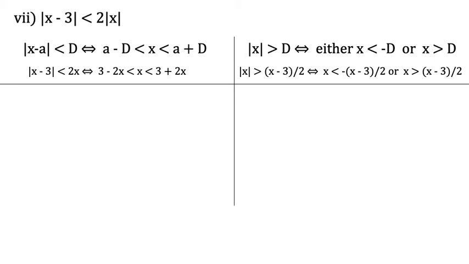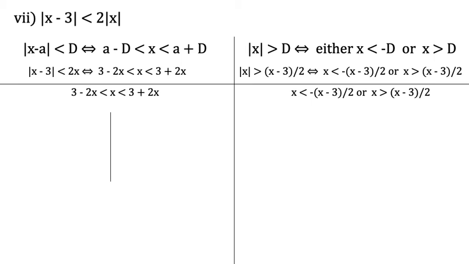Working with the absolute value of x minus a first, we'd get the situation where we have 3 minus 2x is less than x, which is less than 3 plus 2x. Let's split this up into the two parts. The left-hand side would give us 3 minus 2x is less than x. Moving the 2x to the other side, we'd get 3 minus 2x plus 2x is less than x plus 2x. This gives us 3 is less than 3x. Divide both sides by 3 and we get 3 divided by 3 is less than 3x divided by 3, or 1 is less than x.